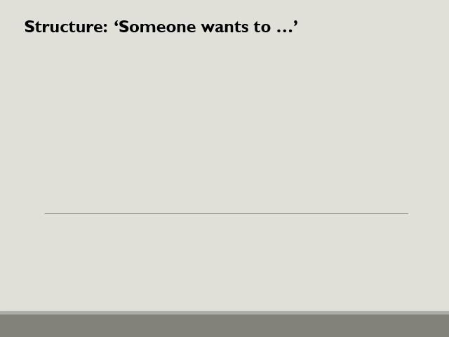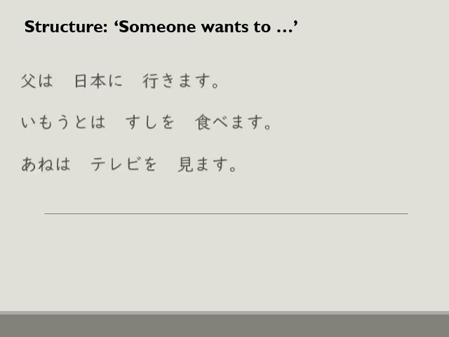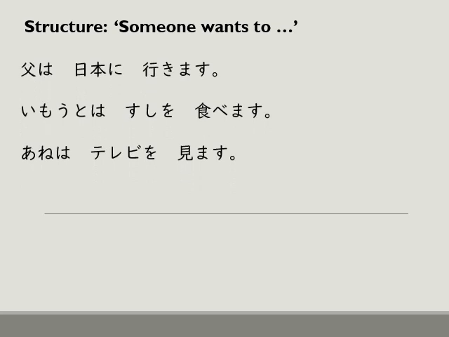Let's move on to the someone wants to do structure. Unfortunately, you cannot use たいです for a third person because it is based on the belief that you can never make a statement about a third person's intention. Grammatically, it works in English, but not in Japanese. So what options do you have?